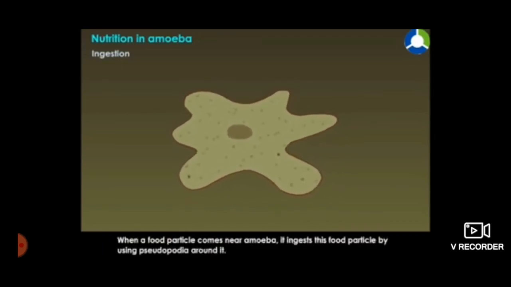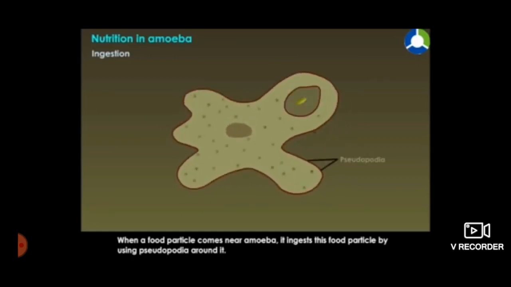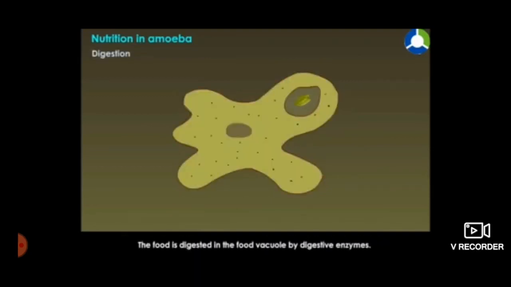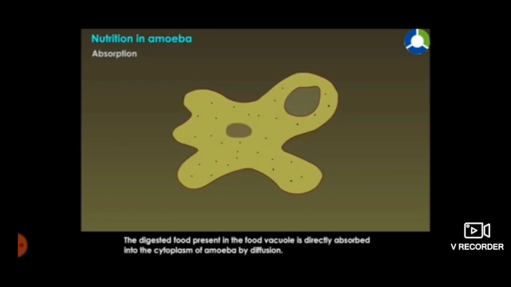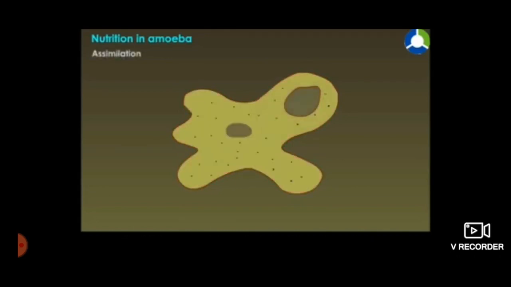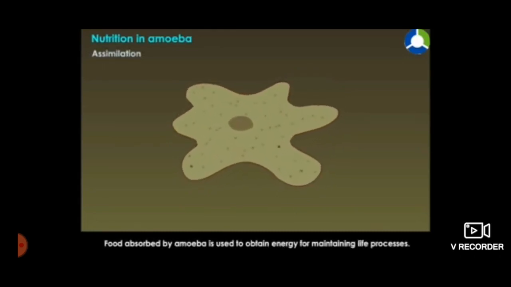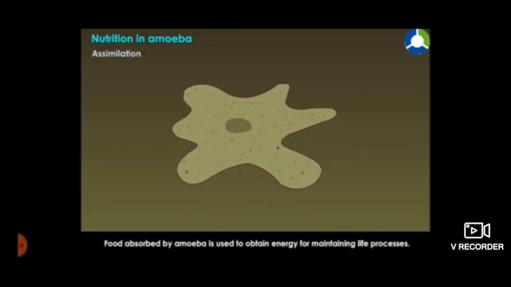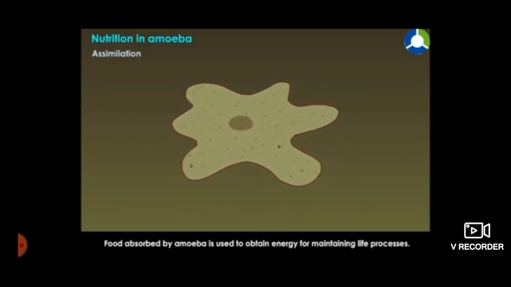Ingestion. When a food particle comes near the amoeba, it ingests this food particle by using pseudopodia around it. Digestion. The food is digested in the food vacuole by digestive enzymes. Absorption. The digested food present in the food vacuole is directly absorbed into the cytoplasm of the amoeba by diffusion. Assimilation. Food absorbed by the amoeba is used to obtain energy for maintaining life processes.